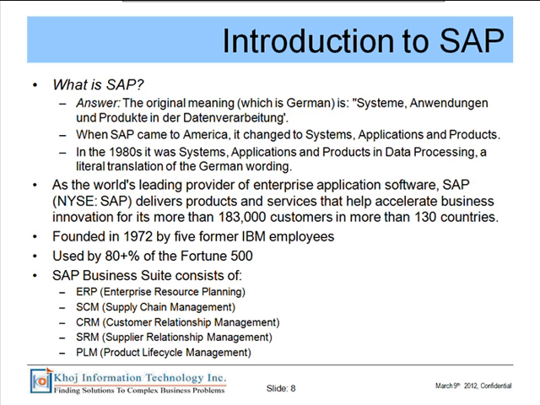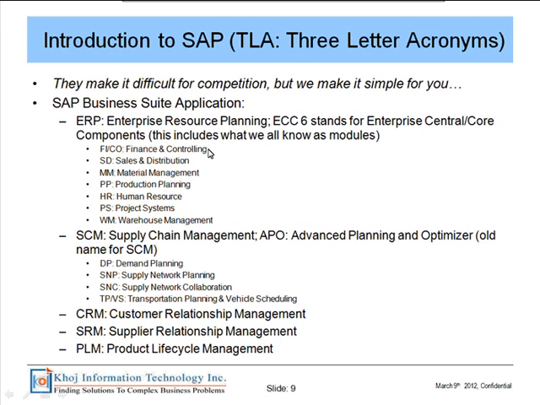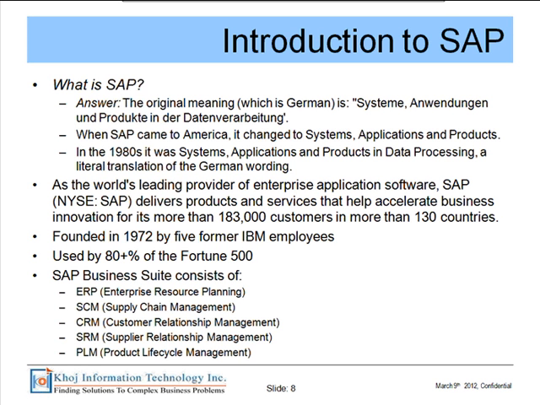Obviously, SAP as an acronym is German in origin. I won't try to pronounce it, but essentially what it means in English is Systems, Applications, and Products in Data Processing. That's what it stands for, which is the literal translation of the SAP German name: Systems, Applications, and Products in Data Processing.